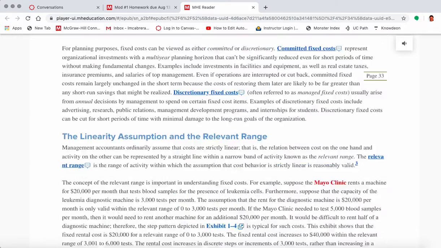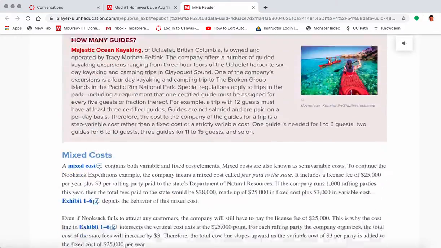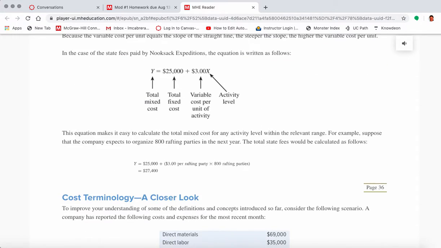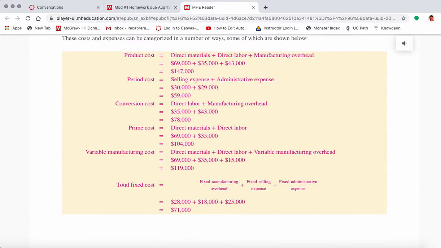And I would suggest, if you have the opportunity, to scroll all the way down and take this box and put it in your notes. Because you can have notes when you're taking your final exam and all your other exams. So it's open book, open note. But most of you are going to get the e-text, so you won't have a physical book. So this box where it describes what goes into a product cost, period cost, conversion cost, prime cost, variable manufacturing cost, and fixed cost is very important.